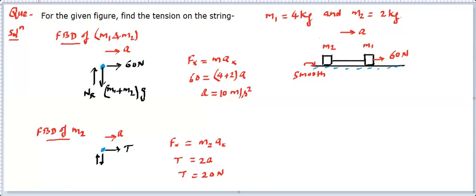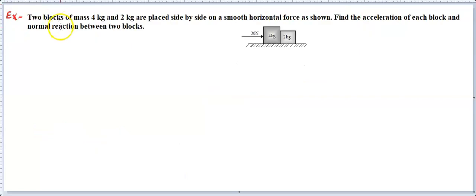Okay, let's take a few more examples and try to use the same thing quickly. Let's read a similar type of question. It says two blocks of mass 4 kg and 2 kg are placed side by side on a smooth horizontal surface, and there is a horizontal force as well, as shown in the figure.